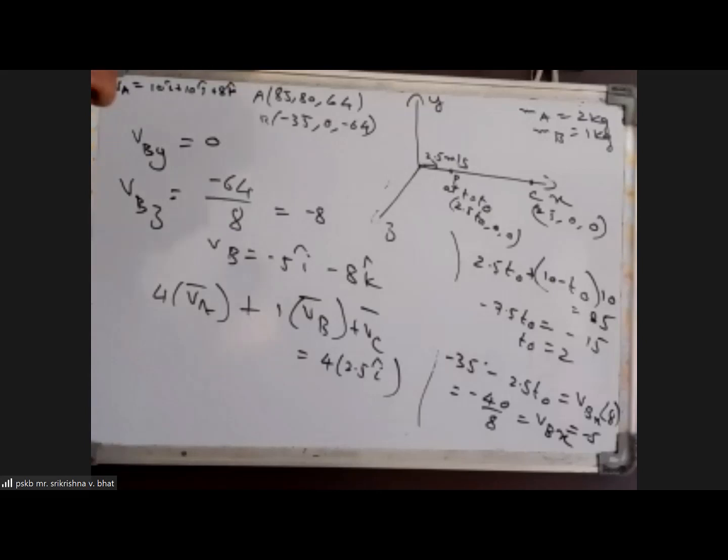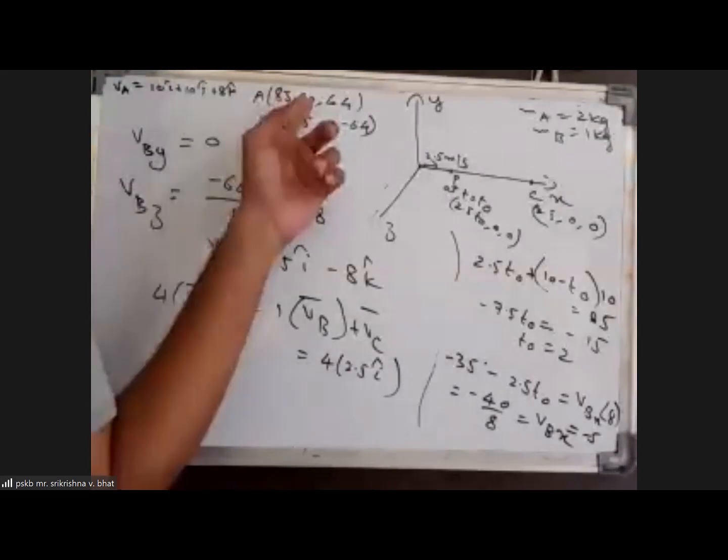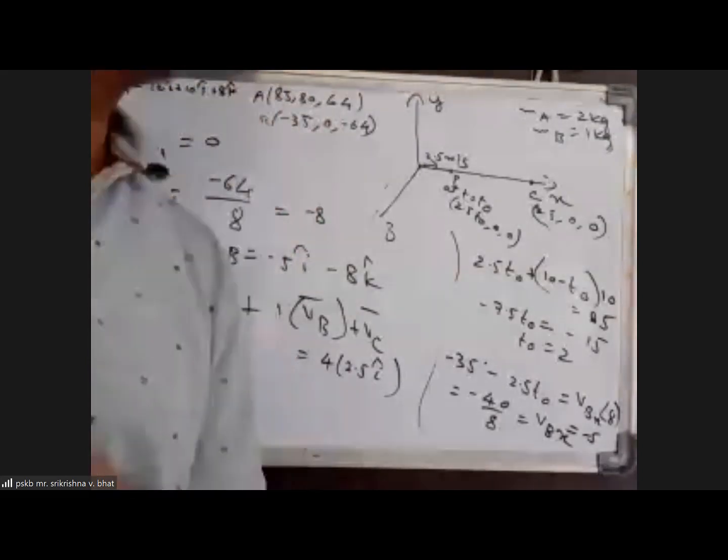So using momentum conservation, we can get this 4 into VA bar. VA bar and VB bar we have determined, so we can find VC. In fact, we found out the position of C, but we did not require to find the position of C. It wasn't required. You could do without that, because using the fact that we know the position of A and velocity of A, you can determine the time when the explosion has taken place, and using that you can find the velocity of B, and then we can determine velocity.